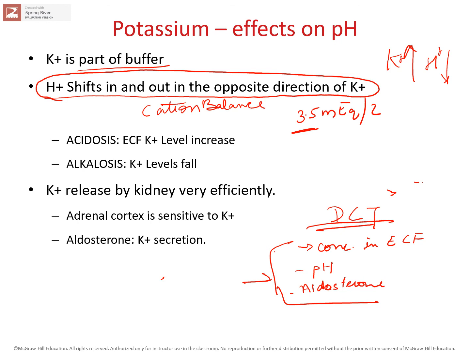Now, this affects pH as well. If your body becomes acidotic, meaning you have pH below normal, the normal pH of the body is 7.35 to 7.45. When the pH falls below 7.35, it's called acidosis, right? So when you have acidosis, the potassium levels increase because if your body is acidic, the nephron tries to get rid of hydrogen ions, right?